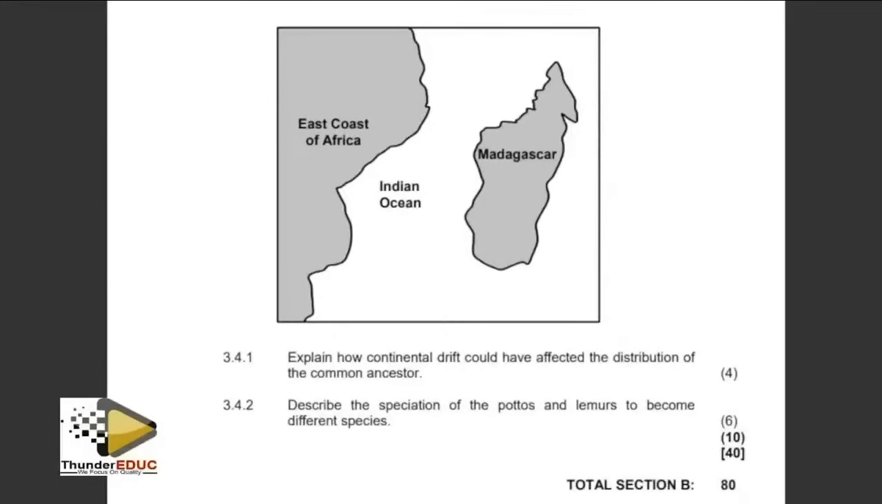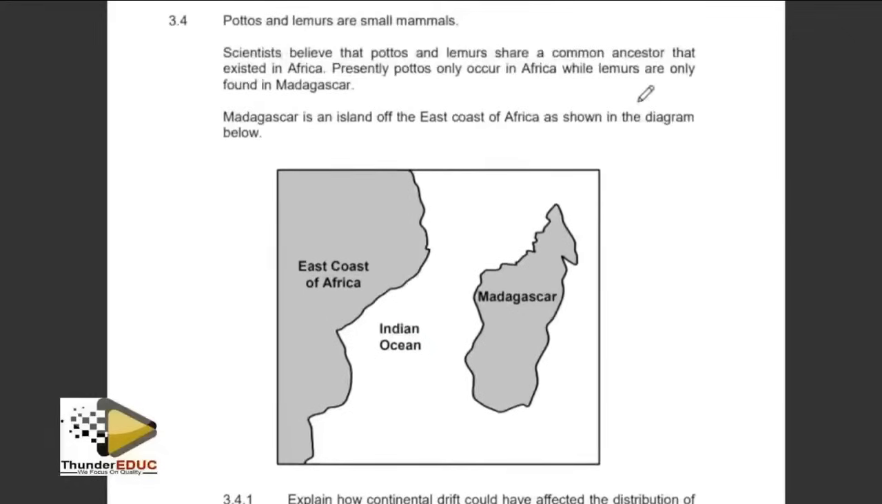The geographical barrier describes speciation of poto and lemurs. How did they become different species? There was one population of these animals. Did they talk about the ancestor? If they talked about the ancestor, then you have to speak about it. Scientists believe that poto and lemur share a common ancestor. They didn't mention the ancestor here, so you have to tell us that.